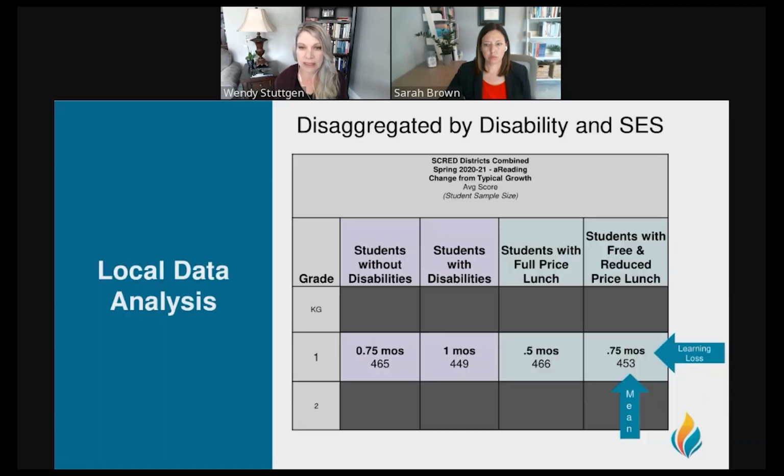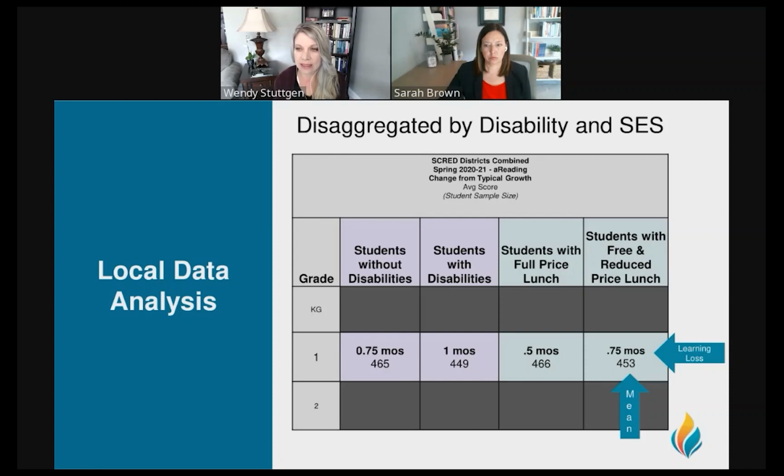So we can see that there was a difference in that growth between those two learning models by looking at the data that way. We also disaggregated the data by disability and SES status to determine if these populations grew at the same rate. So then in this example, you can see that the students without disabilities and the students with disabilities only differ by about 1 week of learning loss. And then the same is true about students with lower SES.